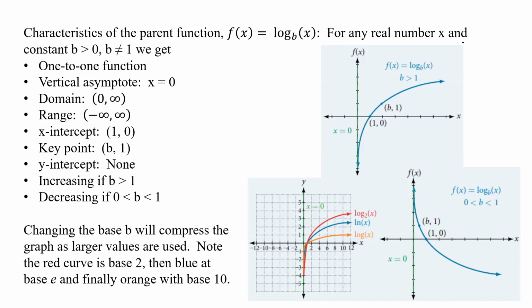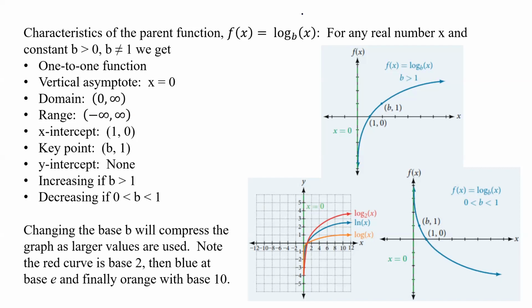Basically, we're going to have any real number x, and it has to be greater than 0, but can't equal 1. And it's going to be one-to-one, so we can draw however many horizontal lines, and it's only going to touch once. We have the vertical asymptote, like I said, at x equals 0. Our domain goes from 0 all the way to positive infinity, but it doesn't include the 0, so it's going to be parentheses 0, infinity. Now our range, we can go all the way down, and we're going to go all the way up, so it covers the whole set of real numbers from negative infinity to positive infinity.